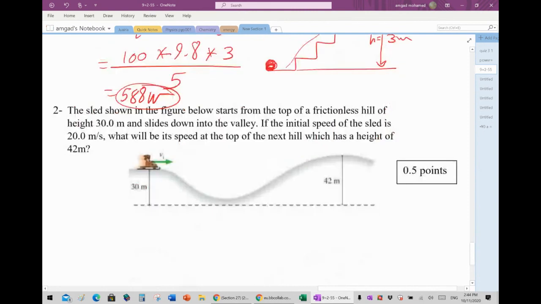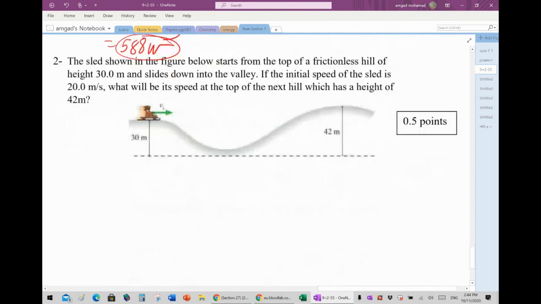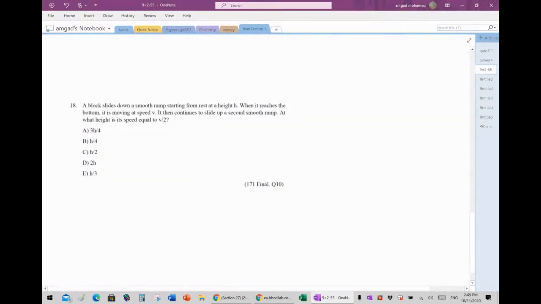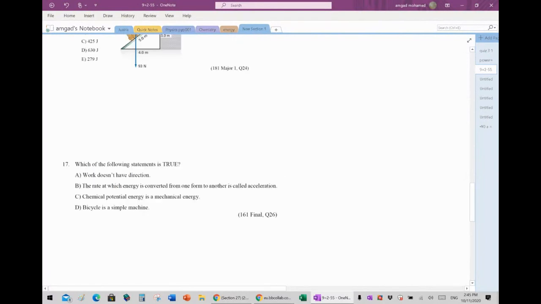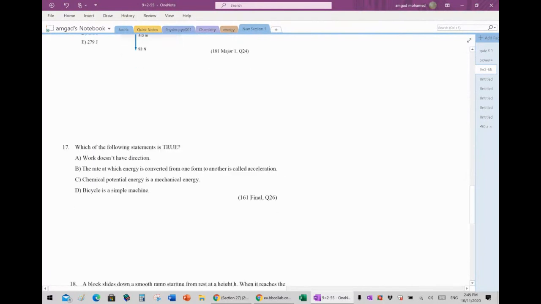You can solve it the same as the ball that was sliding. I want to see if there is another idea. When it reaches the bottom, that's also conservation. Let's look at this one.